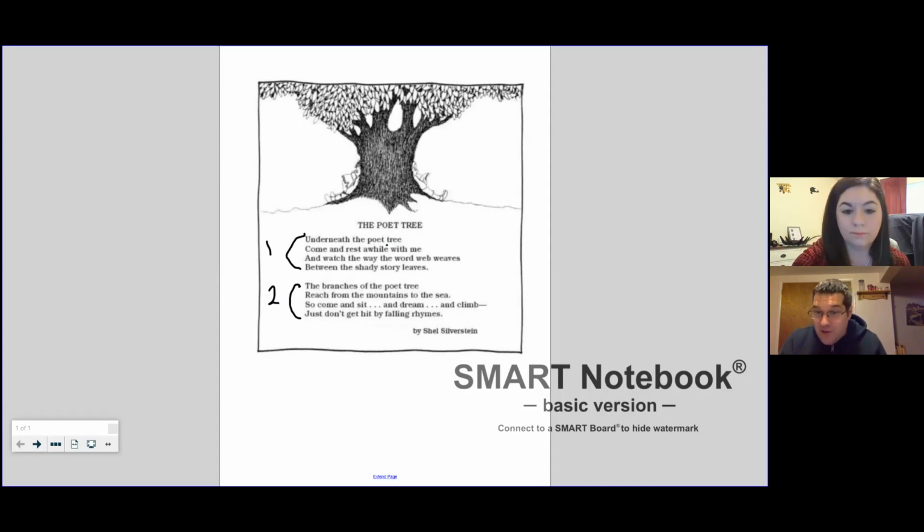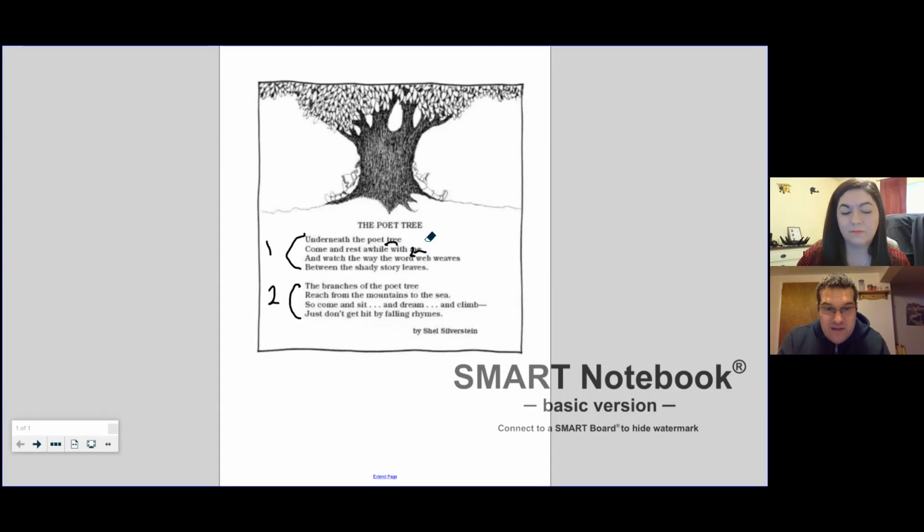So, for example, I'm going to read the first stanza, and then I'm going to give it to Mrs. Waters. If we were to read the first stanza, it says, "Underneath the poet tree, come and rest a while with me." Hey, those 2 words rhyme, right? So tree and me rhyme. That would be considered a couplet.